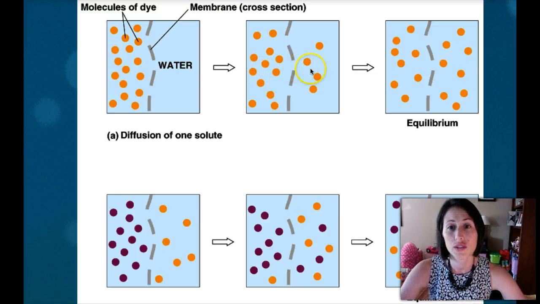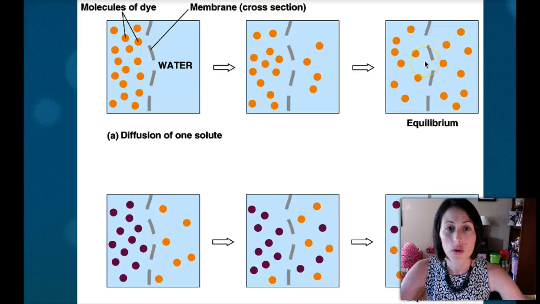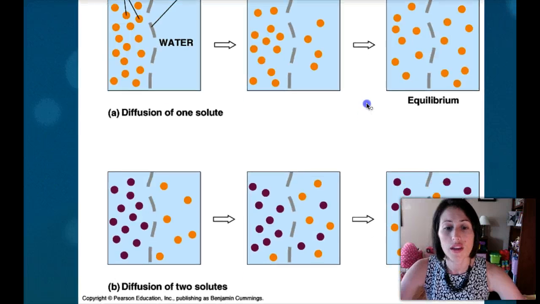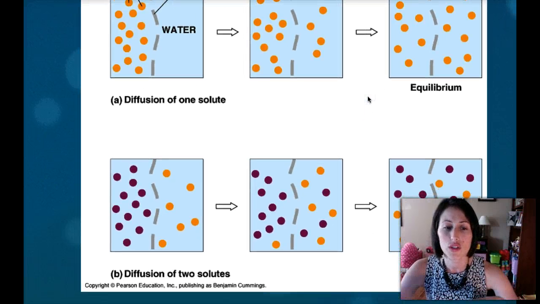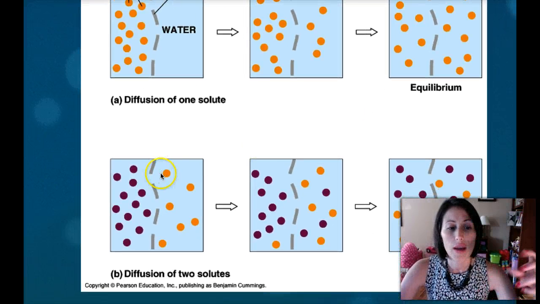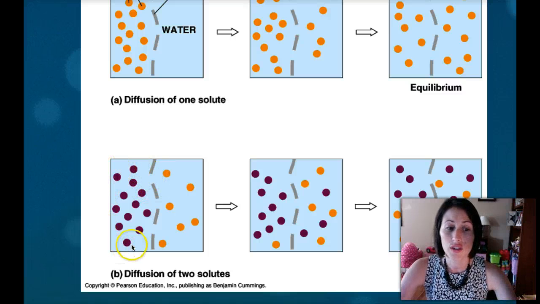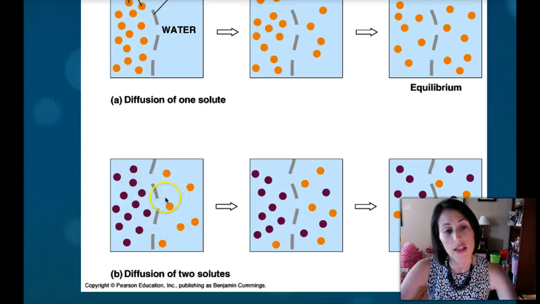And they're going to continue doing that until they reach what they call equilibrium, where there's an equal amount of particles on either side of that membrane, okay? So that's diffusion of one solute. And then if you look down at this picture, it's showing diffusion of two solutes. I'm using this as an example because I like the way that there's a high concentration of the purple dye on one side and a high concentration of the orange dye on the other side.